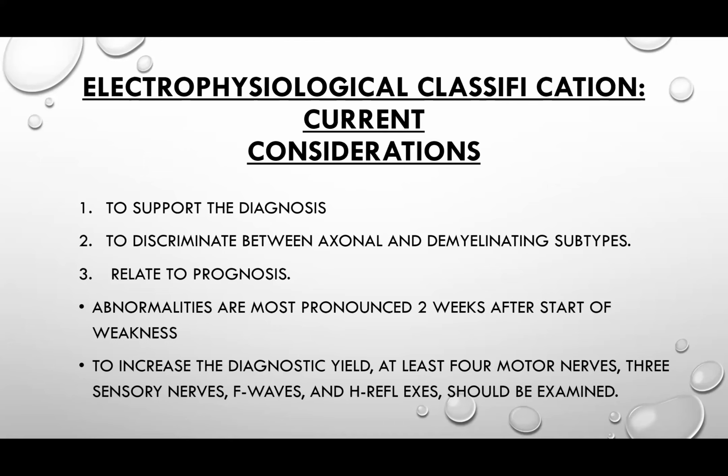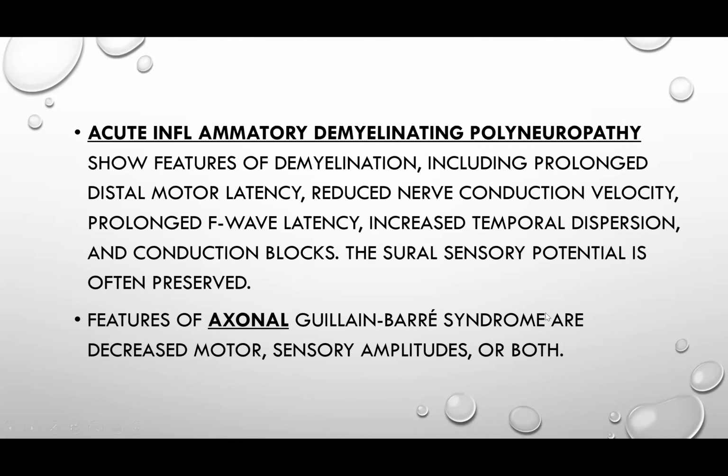Second, it is required to distinguish between AIDP and the AMAN. Why do I need to discriminate them? The prognosis is different, for that reason. Okay. And AIDP, the electrophysiological changes in AIDP, the signs of demyelination, as discussed earlier, are prolonged distal motor latency, decreased nerve conduction velocity, prolonged F wave latency, increased temporal dispersion, and conduction blocks. Sural sensory potential is often preserved.